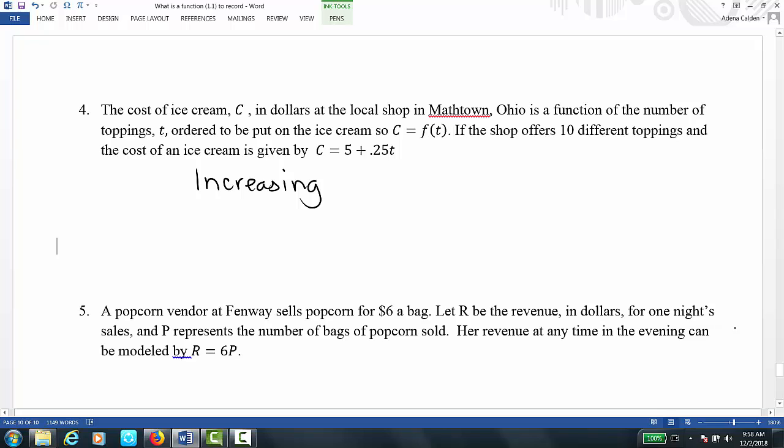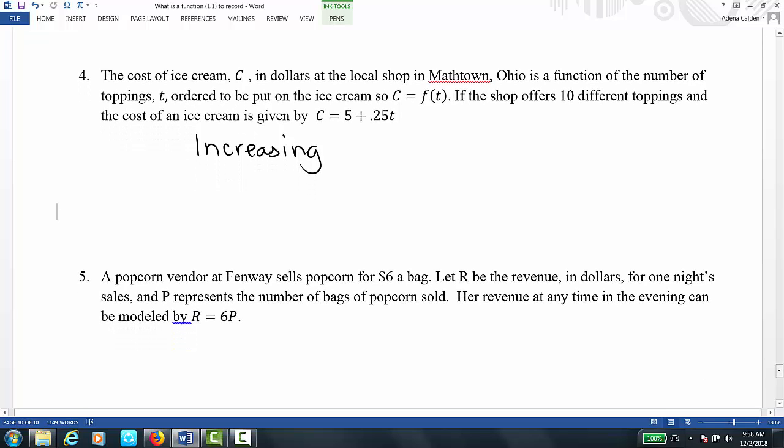Similarly, if I come down to my popcorn example, my function was that R equals 6 times P. Remember, R is revenue, the amount of money I take in, and P is the number of popcorn bags that my vendor sells. Here, P can take on integer values starting at 0 and going up to who knows how high, however many bags of popcorn she can hold in a night. So 0, 1, 2, 3, as I plug in those numbers, my R's continue to go up by a factor of 6. When P equals 0, R equals 0. When P equals 1, R equals 6. If I were to graph this, I would see it's a linear increasing function that has a slope of 6. So in this scenario, my function is an increasing function.